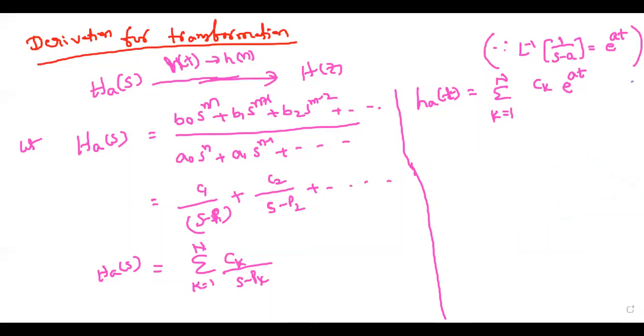Therefore, what to do to get the sampling? We need to take the regular interval of samples from the continuous signal. So we need to substitute t is equal to nT, where T is the sampling period.